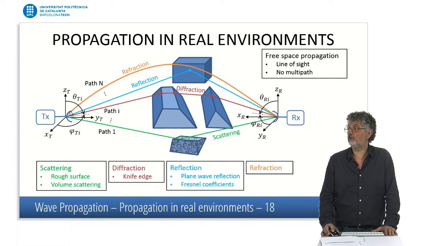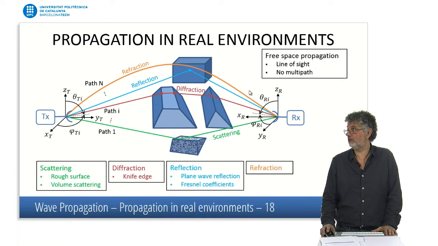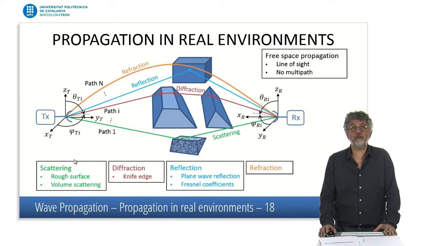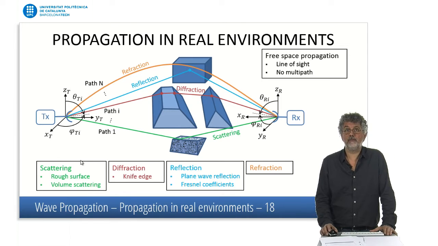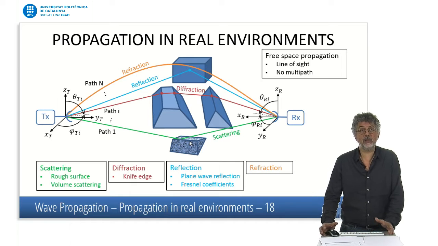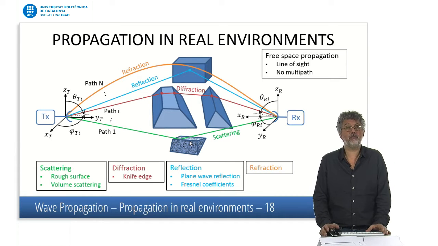We will have atmospheric effects, for instance, we'll have refraction, we'll talk later on about that, or we also have attenuation due to atmosphere. So actually, compared to free space propagation, in which we have what we call line of sight and no multipath, this environment is much more complex and there are many more elements that have to be taken into account.